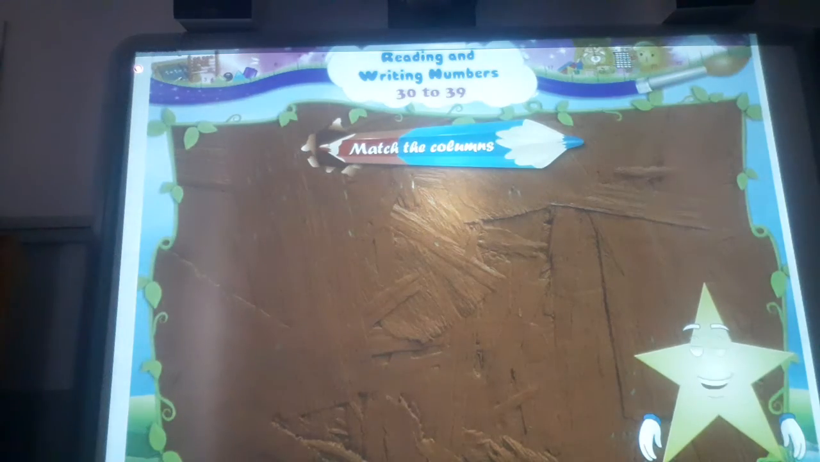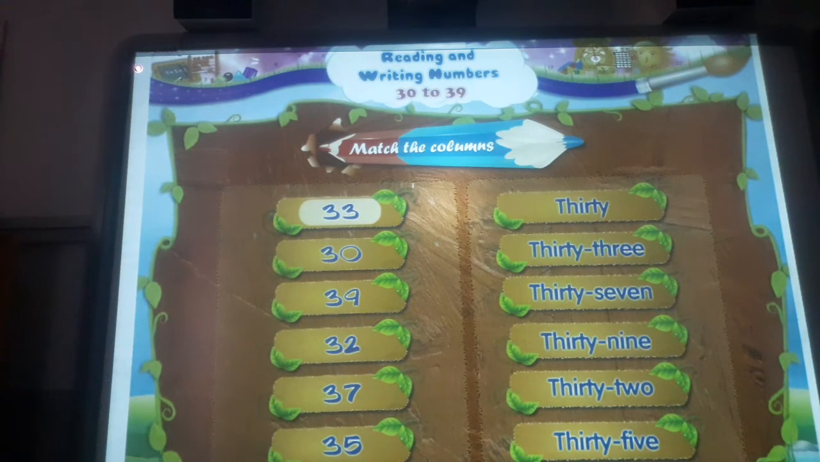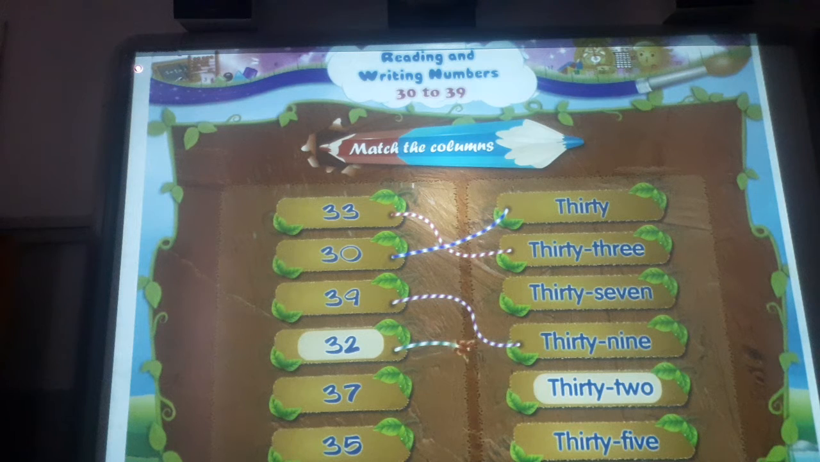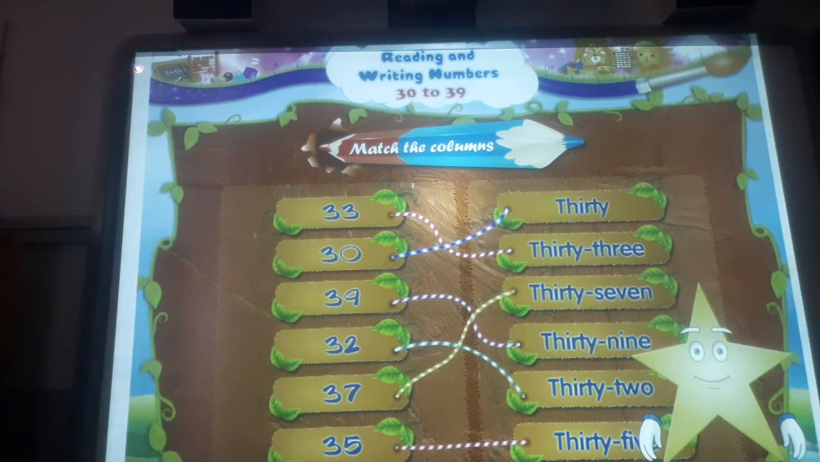Finally, Study, match the columns. Shall we begin? 3 and 3, that's 33. 3 and 0, 30. 3 and 9, 39. 3 and 2, 32. 3 and 7, 37. 3 and 5, 35. Excellent, Sally. That was fun practicing numbers from 30 to 39.